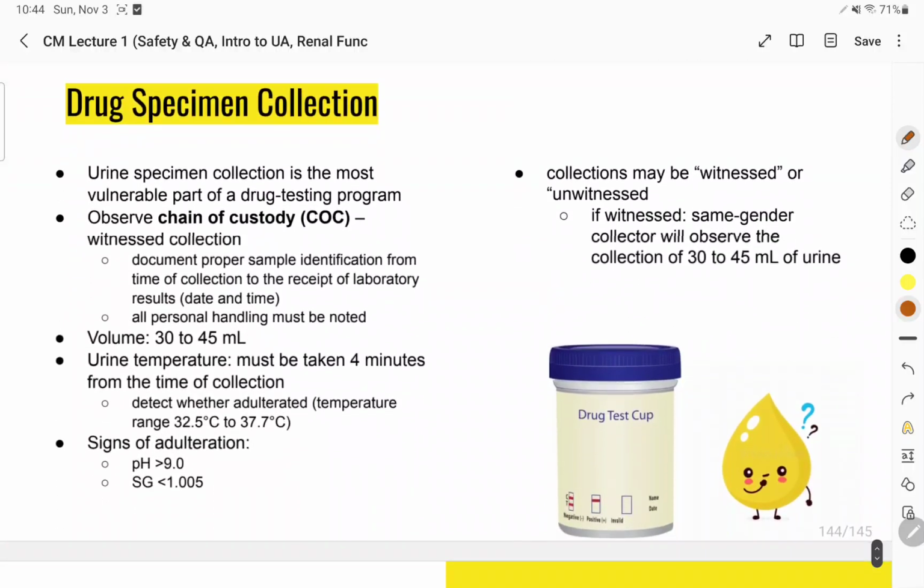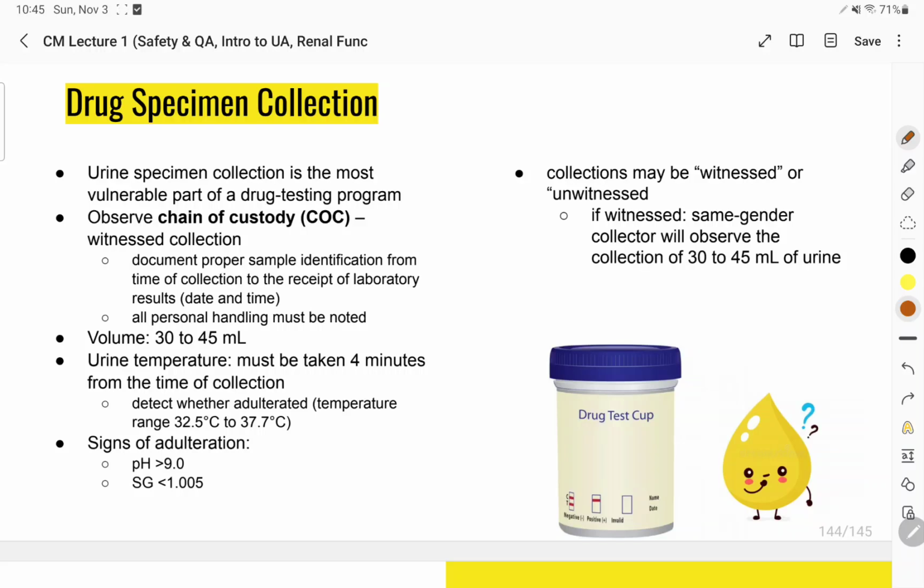Okay, drug specimen collection. Urine specimen collection is the most vulnerable part of a drug testing program. So, during drug specimen collection, chain of custody is observed. What is chain of custody? I already explained this in the previous topics. Chain of custody means that at every step of the process, it is documented.